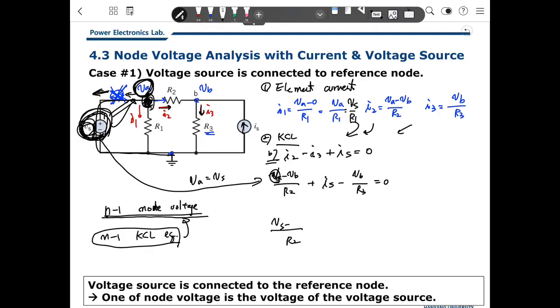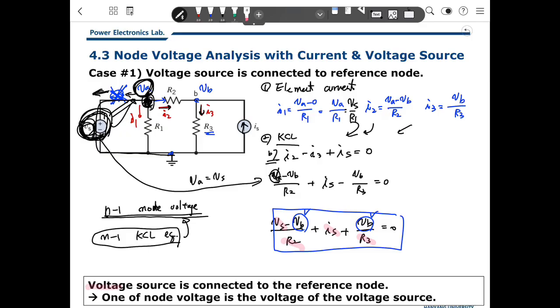This is R2 (VS minus VB) plus IS plus R3 VB equals 0. I mean, that is your system parameters, and we already know the unknown is VB. One equation, one unknown variable, so we can get VS.